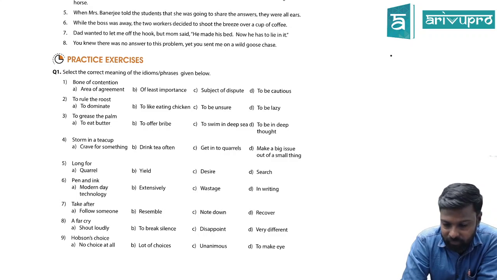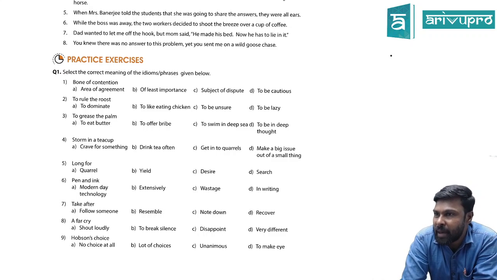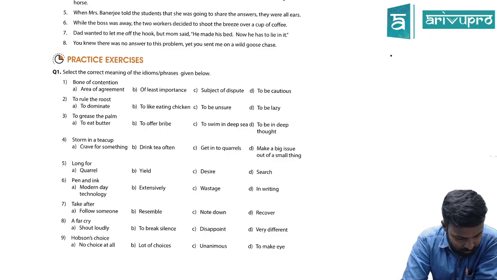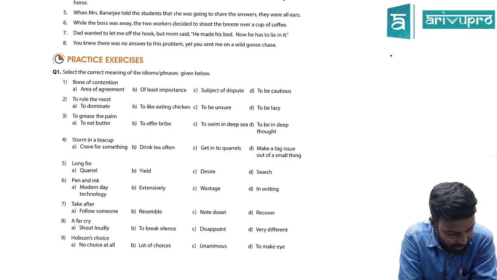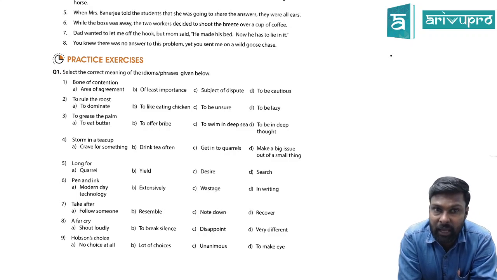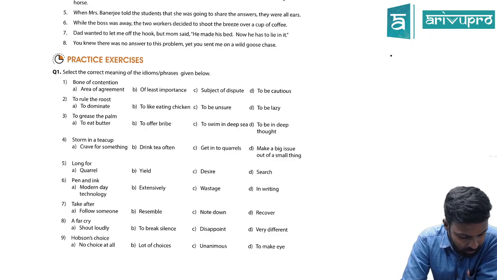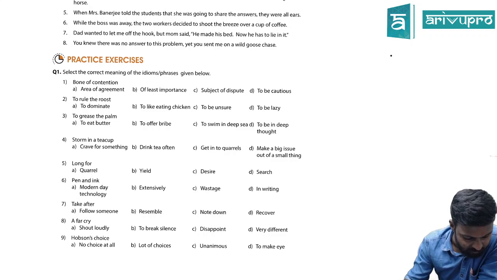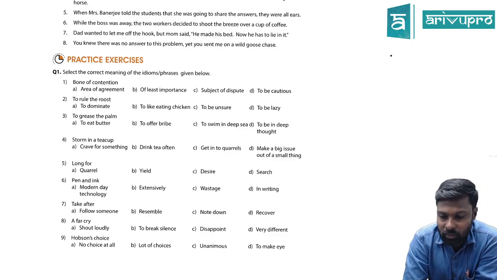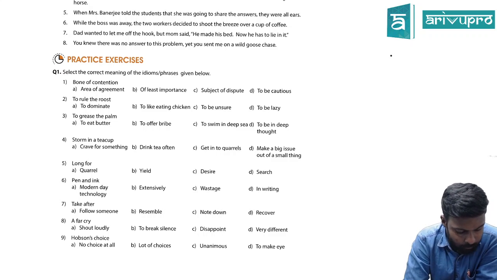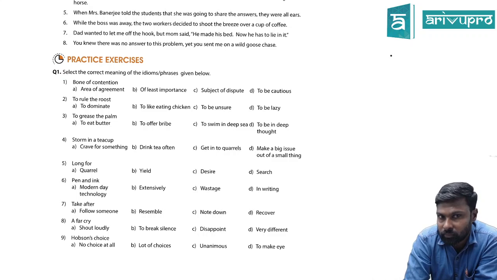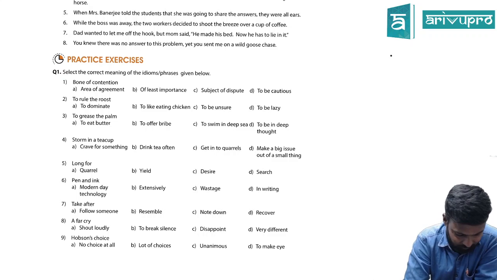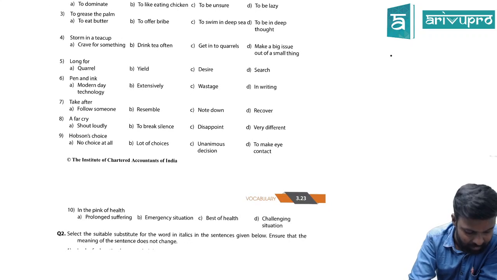Next one. Storm in a teacup. Make a big issue of a small thing. Next one. Long for. Desire. Very good. Pen and ink. In writing. Give it to me in pen and ink. Meaning? In writing. Take after. Resemble. A far cry. Very differently. Hobson's choice. No choice at all.